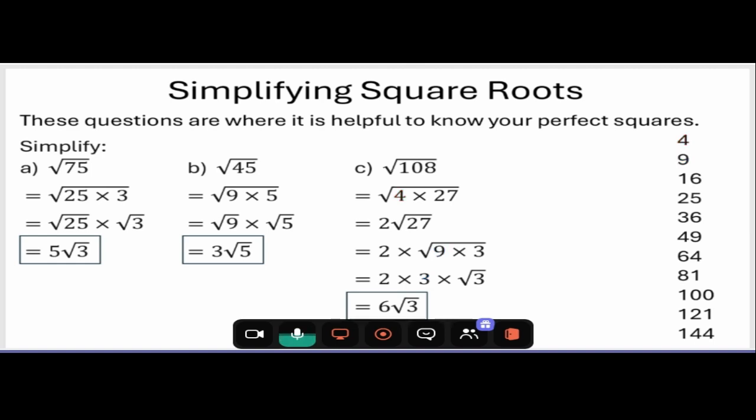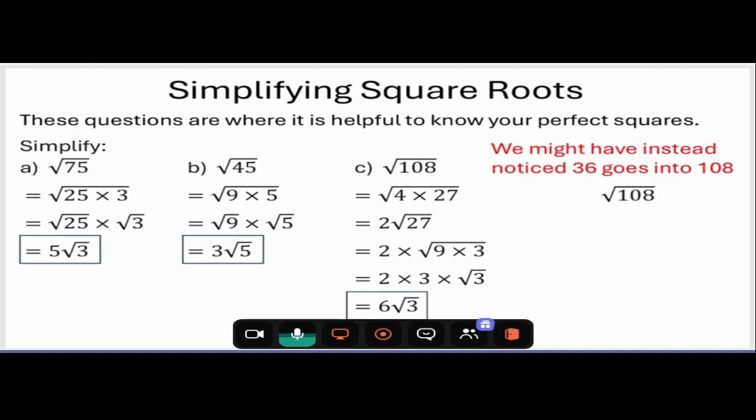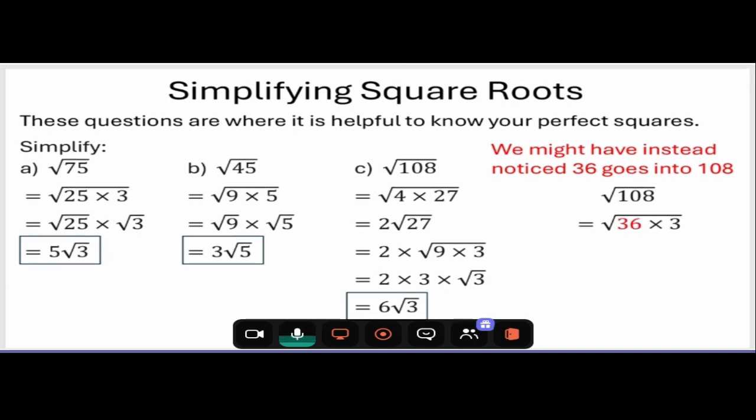Now, we did that by first pulling out a 4 and then pulling out a 9. If we had really been on the ball, we might have instead noticed that actually 36, another one of our perfect squares, goes into 108. And if we'd noticed that, we would get to the answer a lot faster. 108 is 36 times 3. And again, you just use your calculator for that. 108 divided by 36 equals 3. There you go. It's broken apart.